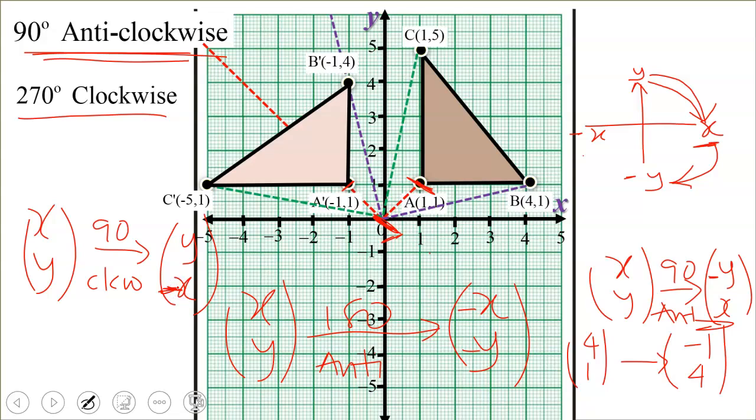So it means that when we have a point, let's say (2, 3), and we rotate it 90 degrees clockwise, the position will interchange. So 3 will go up and 2 will come down, but then 2 will become negative. And that's how we do this rotation using the formula or using the diagram.